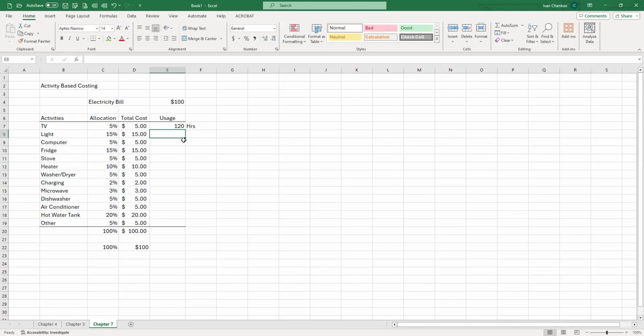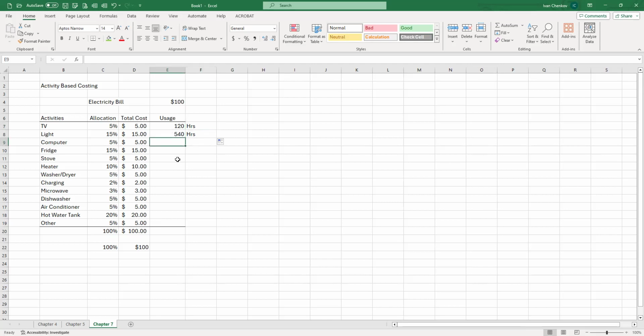Light. How are we going to measure the light? Probably the same with hours, correct? Now the day is long. Let's say we're using hours average 9 hours per day. That will be 9 hours per day times 60 days. That's going to be 540 hours.